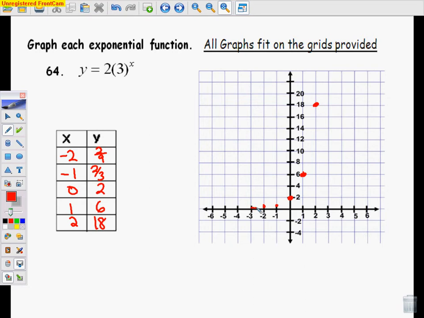And then we go ahead and we connect our dots with a smooth curve. Now, I do want to make sure that you understand this concept too. Please remember that these graphs, they do not cross the x-axis, and they don't touch the x-axis. Remember, the x-axis for many exponential functions is an asymptote. Okay, meaning that it gets closer and closer to it, but it never touches it or crosses it.